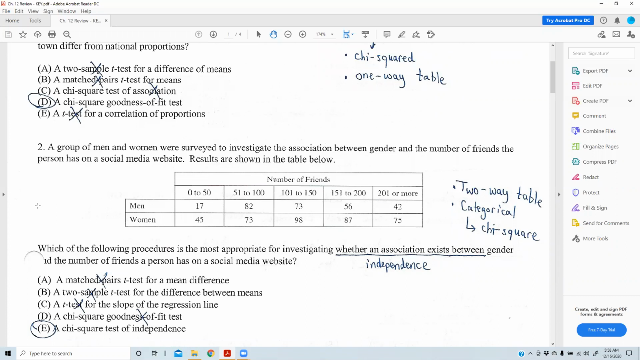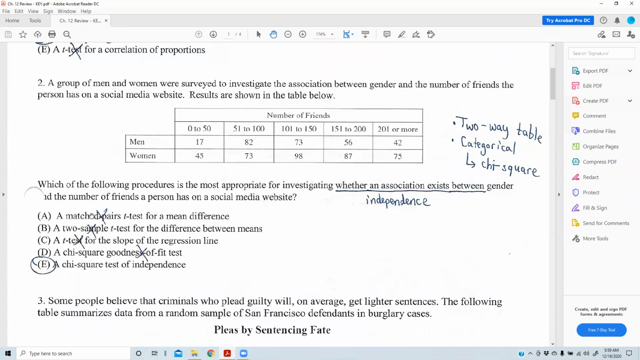So we could even stop there, jump down to our answer choices, and throw out A, B, and C. We're not doing a t-test. We're doing a chi-squared test. Which of the following procedures is the most appropriate for investigating whether an association exists between gender and the number of friends? Association means independence. So we're doing a chi-squared test for independence. Answer is E for number two.